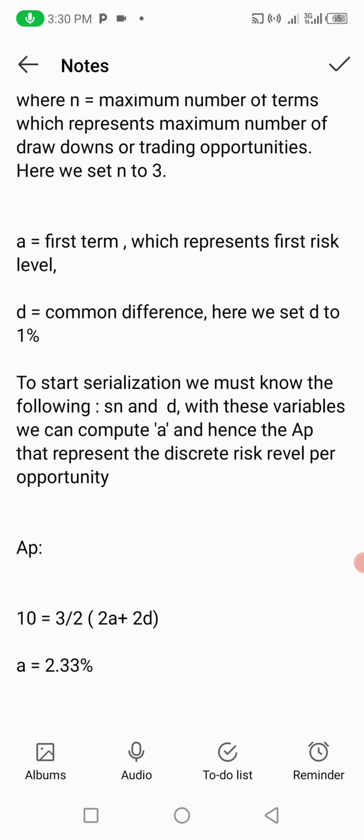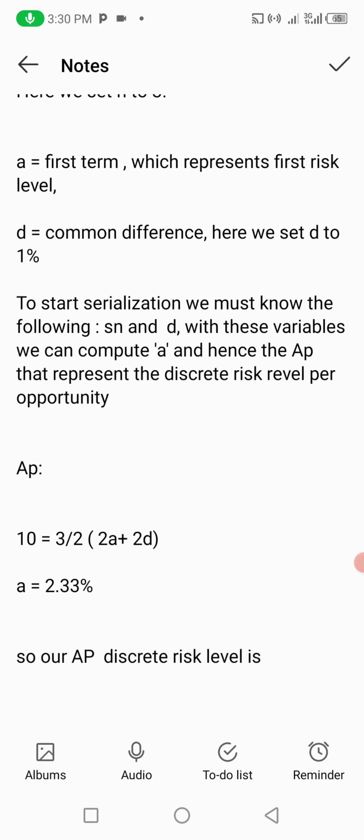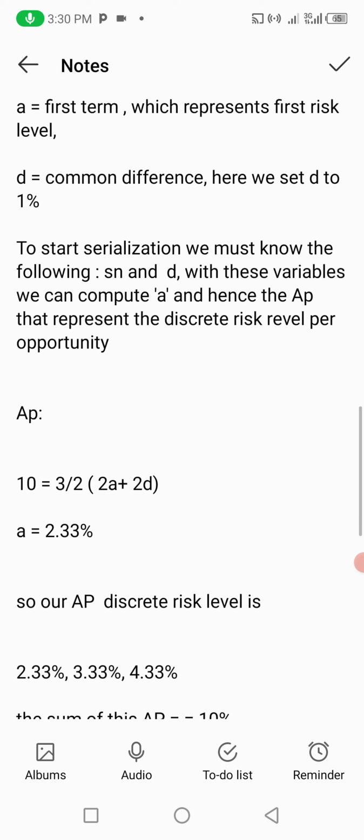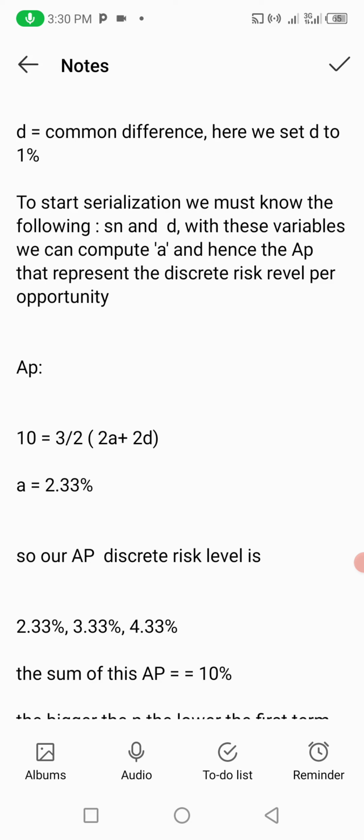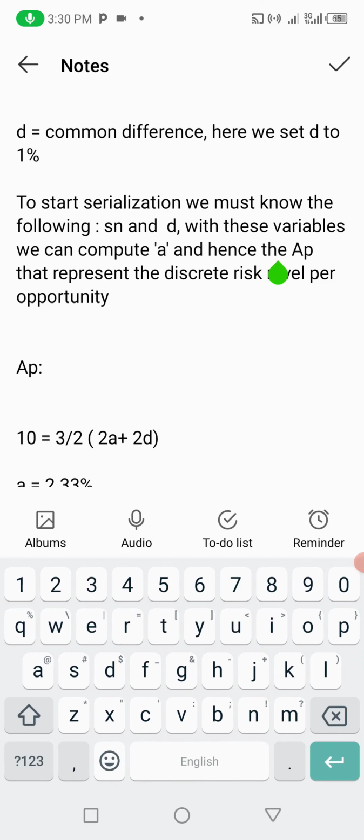A equals the first term, which represents the first risk level. D equals the common difference. We set D to 1%. To start serialization, we must know the following: Sn and D. With these variables, we can compute the A and hence the AP that represents the discrete risk level per opportunity.